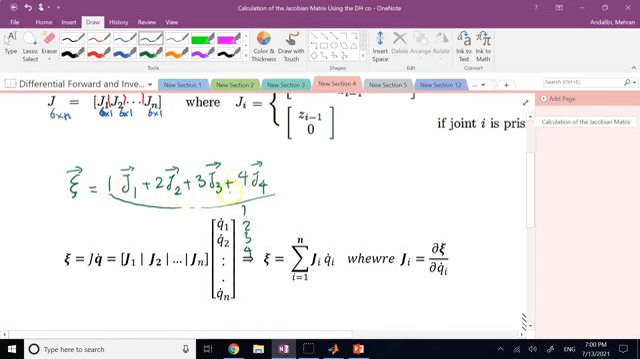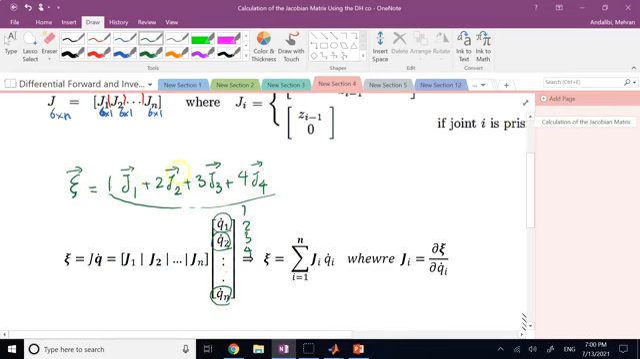That's called a linear combination. So if I combine the columns of the J matrix in a linear fashion, the result of that is what? The end-effector velocity. Now, what are the weights of that linear combination? Those are the joint velocities.